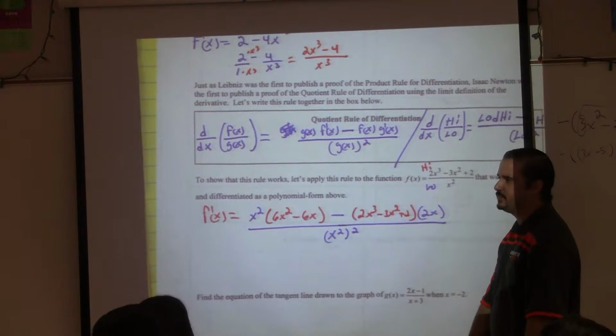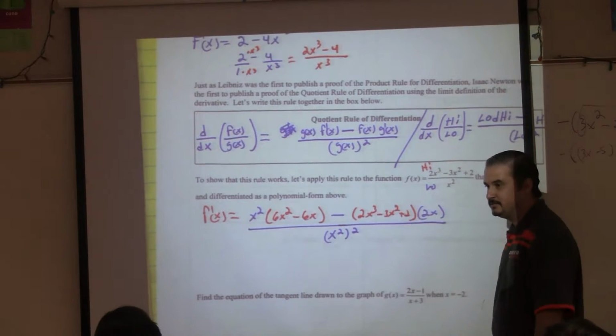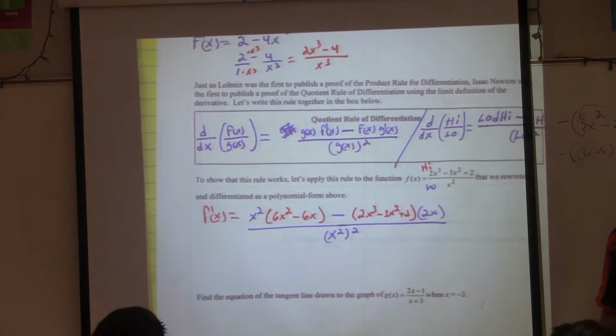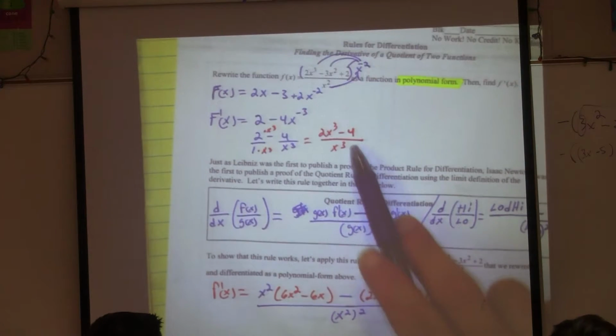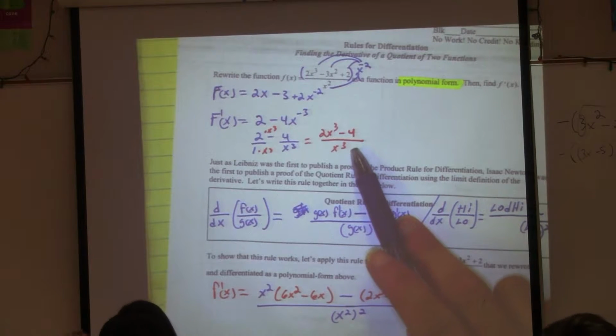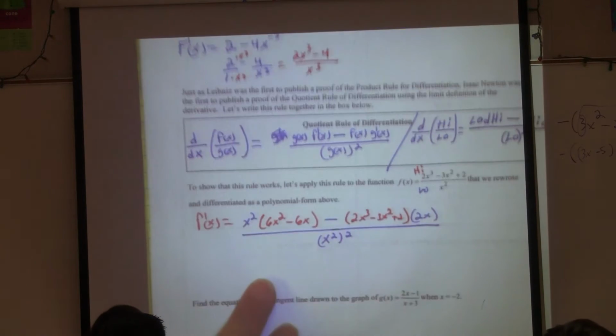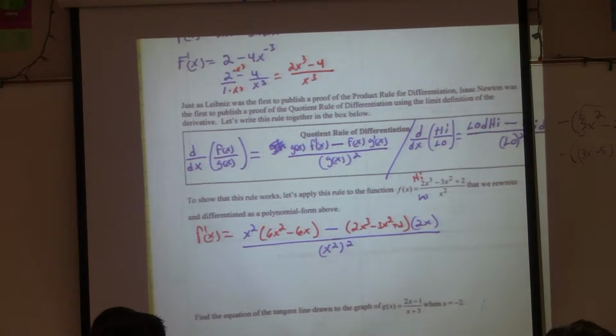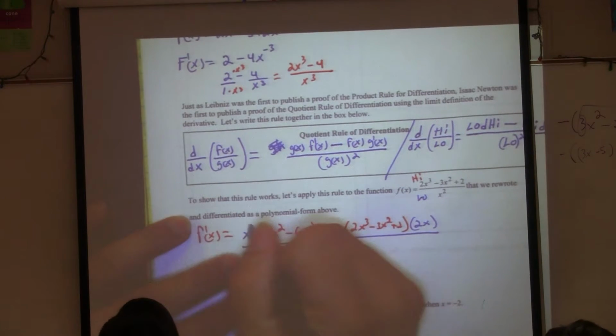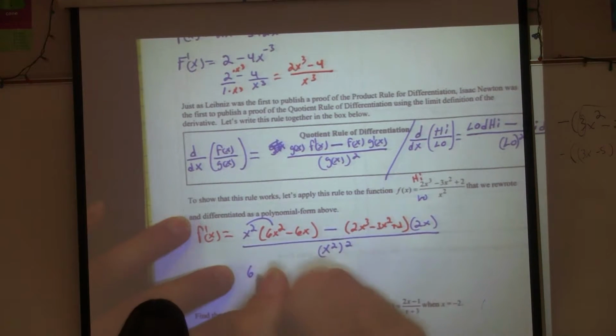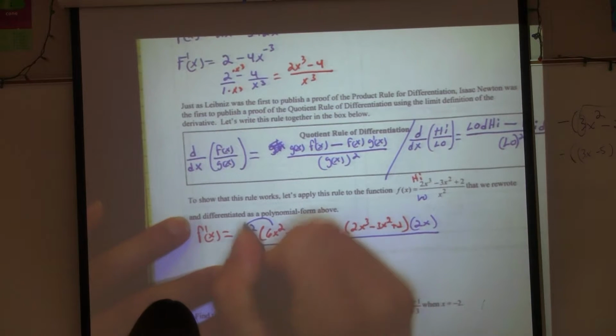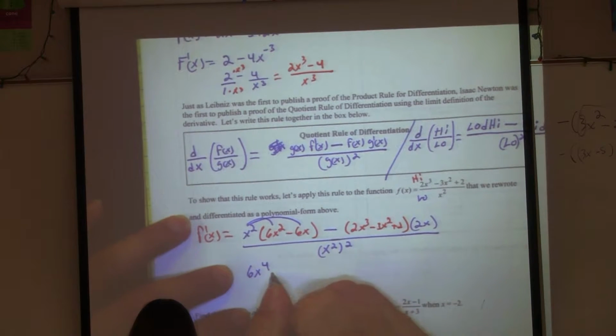That was the calculus part. The rest is algebra, being able to manipulate it and simplify it. So let's see if we can make this answer end up looking like the other one. Distribute. x squared times 6x squared is 6x to the 4th. x squared times negative 6x is negative 6x cubed.